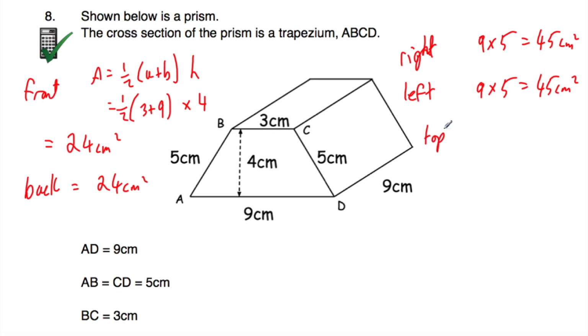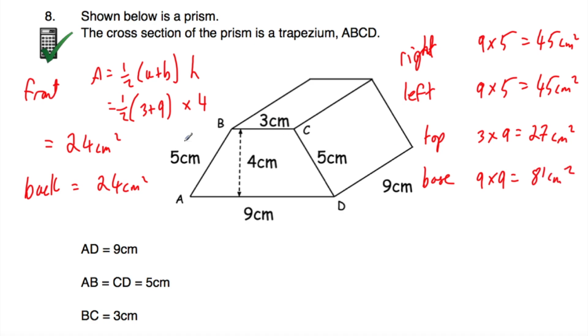So in terms of the top, the width of that rectangle is 3. The length of it is 9. So 3 times 9 is equal to 27 centimeters squared. And finally, we've got the base. The base of this prism is a rectangle, that's actually a square. It's 9 centimeters by 9 centimeters. So 9 times 9 is equal to 81 centimeters squared.